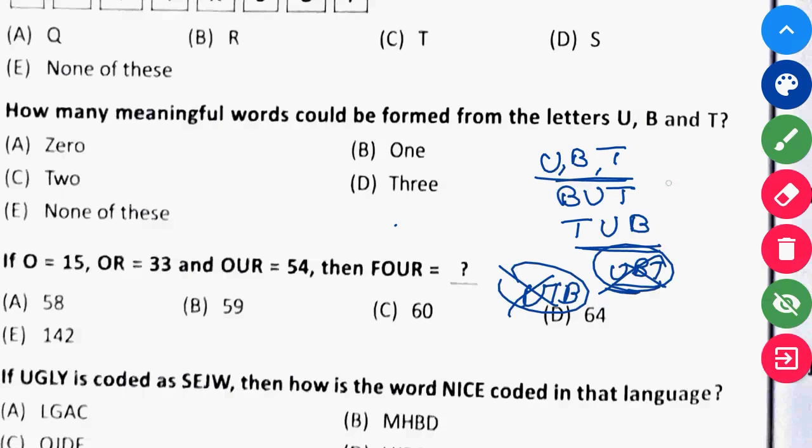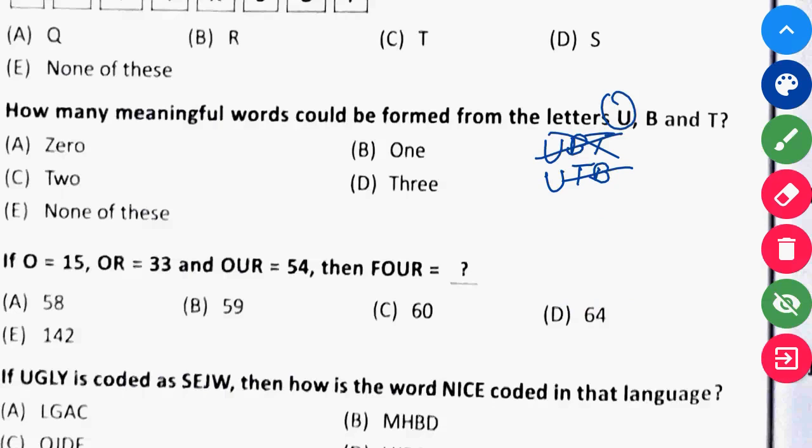Now how you can do it in another way. I will take U first and form the word UBT, but it has no meaning. Then U will remain in the first position, UTB. Again it has no meaning.